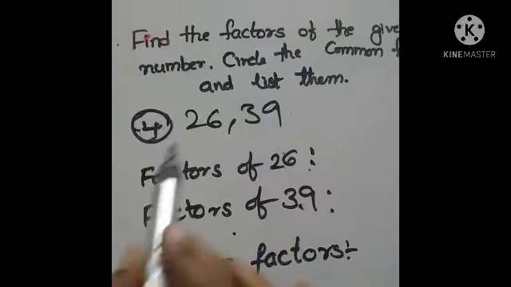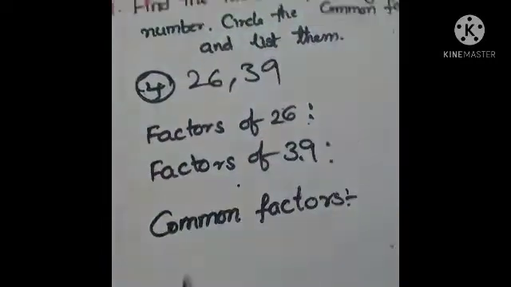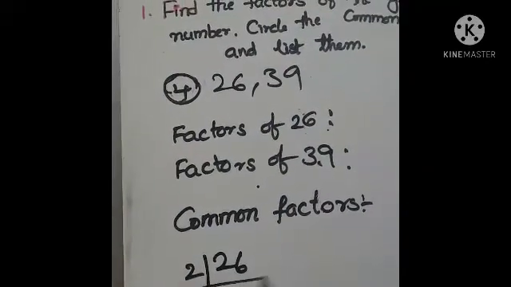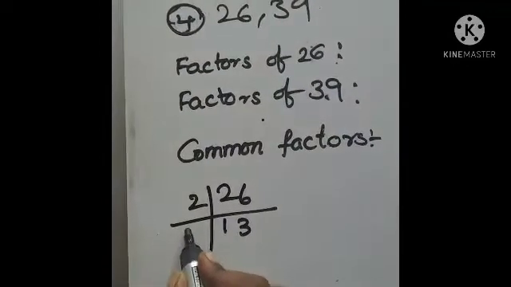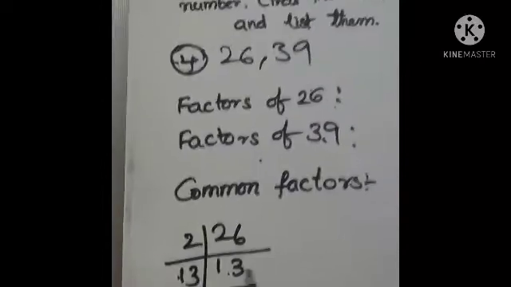Fourth one is 26, 39. Find out the common factors of these two numbers. Let's find out 26's factors. 2 1s are 2, 2 13s are 26. 13 is a prime number, there are no other factors, just 1 and itself. 13 1s are 13.